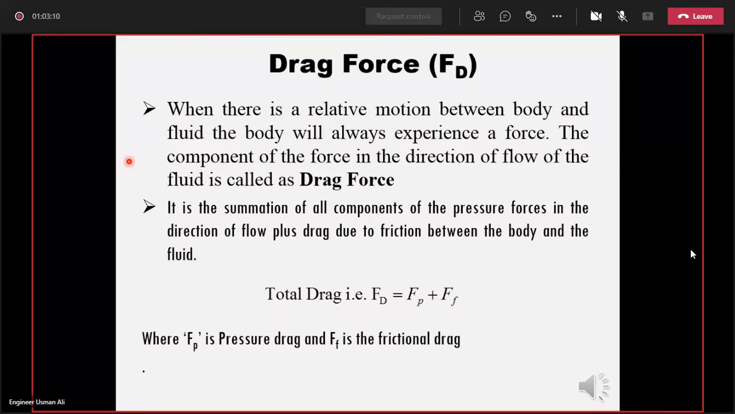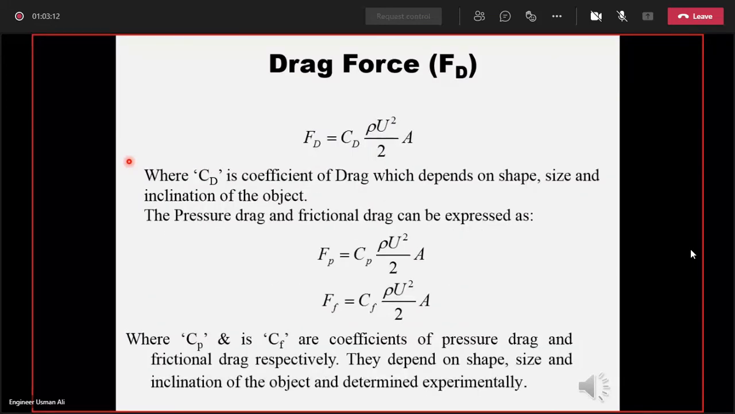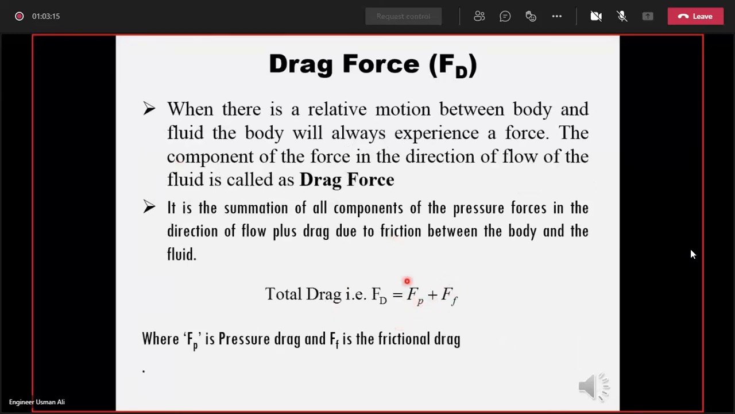So remember this, drag force is actually pressure drag plus friction drag. It again depends on how the body is placed in the fluid. If it is placed vertically, pressure drag will be much more than friction drag, and if it is placed horizontally, there is more contact surface between fluid and the object, so friction drag will be much more than pressure drag. So total drag force is the sum of the pressure drag and the friction drag, where F_P is the pressure drag, F_F is the friction drag and F_D is the total drag force.